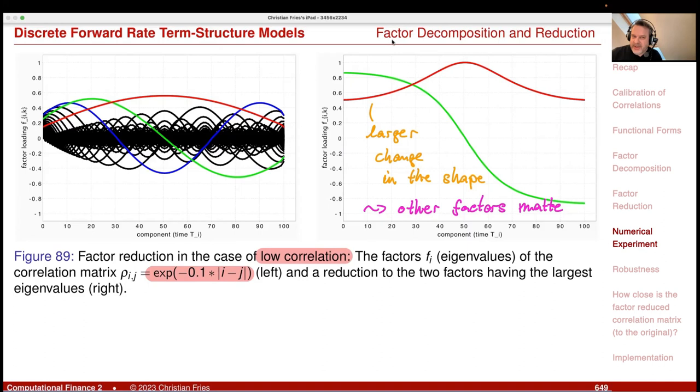How does the correlation matrix look like? If you take these factors here and you build F times F transposed, you get back your correlation matrix R. If you take the reduced matrix, so let's take superscript R for the reduced matrix, and build F times F transposed, you get your reduced correlation matrix. How is now the relation between your original one and your reduced correlation matrix? Does it look very different?